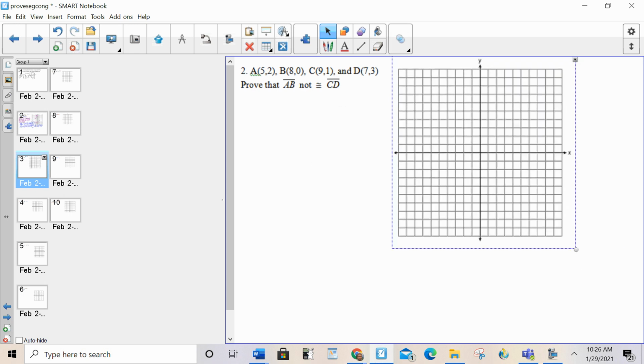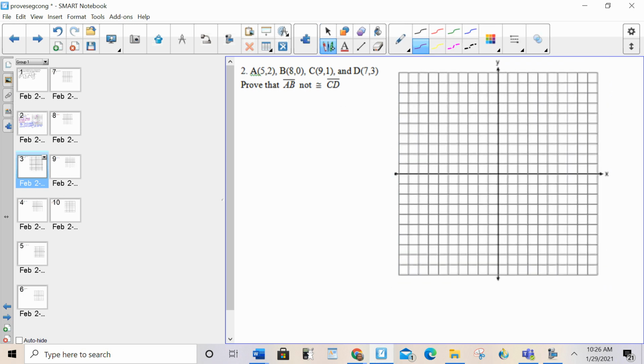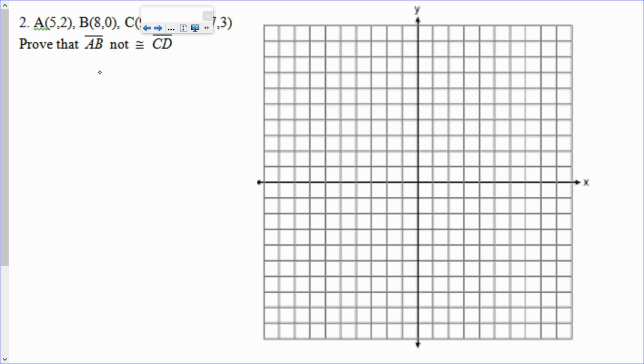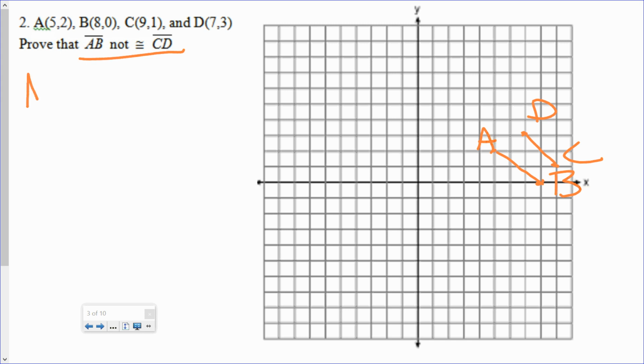Let's go orange. A is 5, 2. B is 8, 0. C is 9, 1. D is 7, 3. It wants me to prove that AB is not congruent to CD.